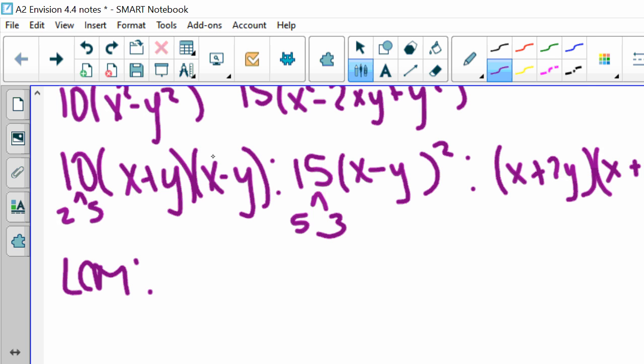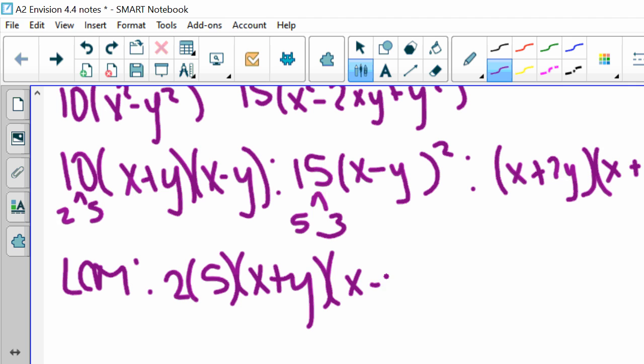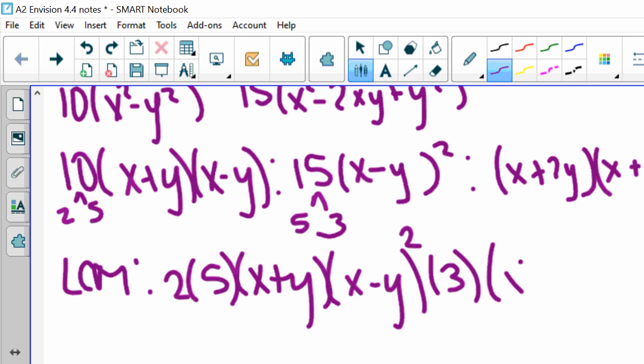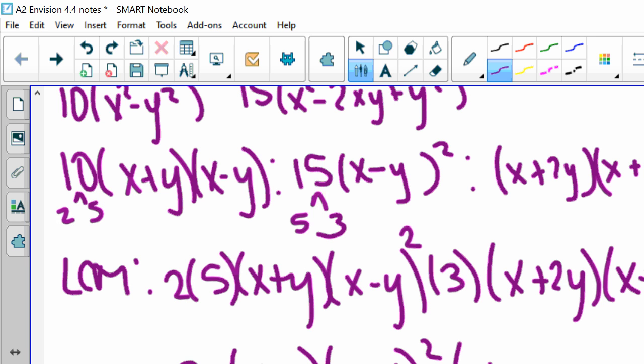So everything the first one has, 2, 5, x plus y, x minus y. I come over here at 15. I already have the 5 taken care of. I need that 3. X minus y, quantity squared. I already have 1 x minus y, but it's a quantity squared, so now I need to make this a quantity squared. And then the last one, x plus 2y and x plus y. So if I multiply all of my numbers together, 5 times 2 is 10, times 3 is 30. X plus y, x minus y, quantity squared, x plus 2y, and x plus y.